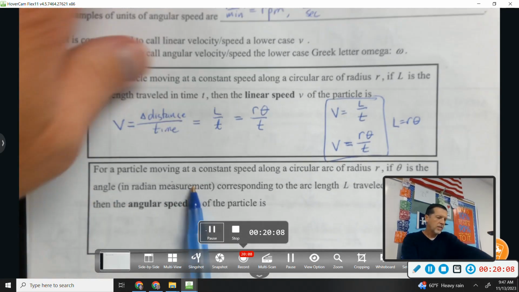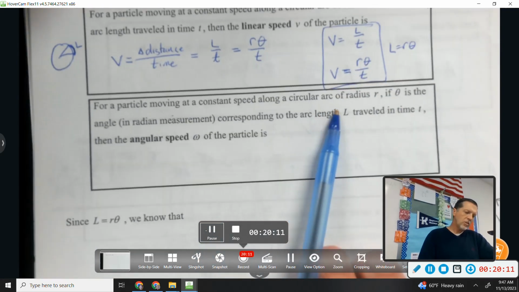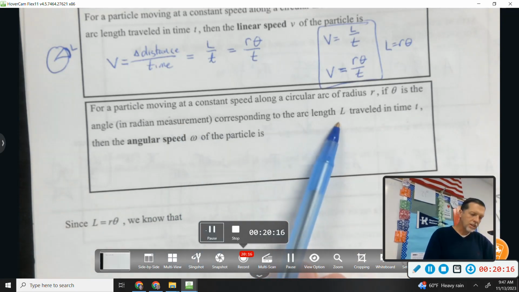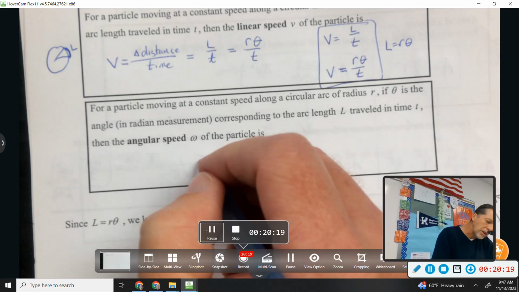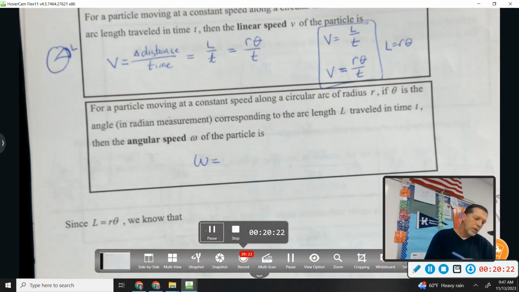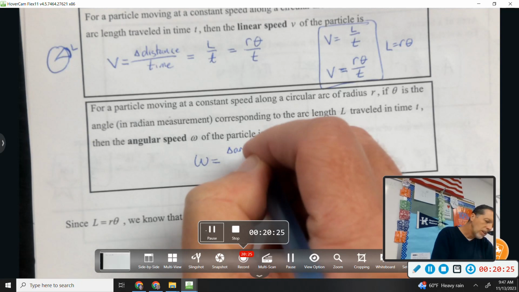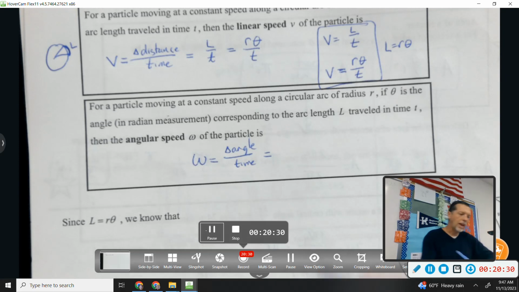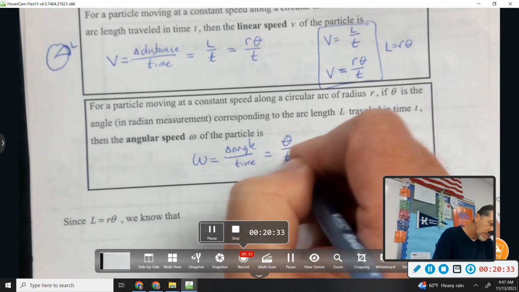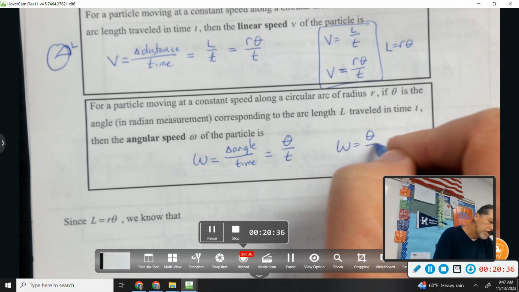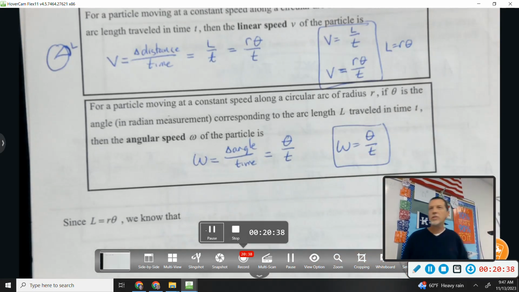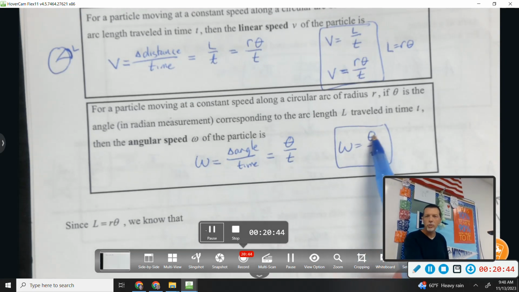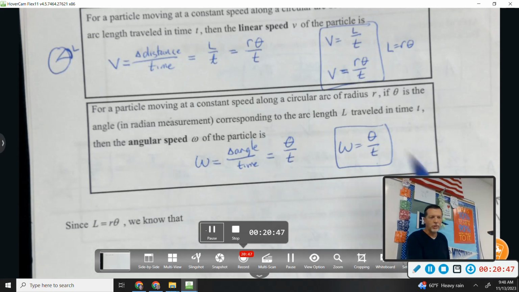Next box. For a particle moving at a constant speed along a circular arc of radius r, if theta is the angle in radians corresponding to the arc length L, the angular speed, this is a lot of words, but we already said angular speed is change in angle over time. Well, the angle is the theta, so theta over time. That hardly deserves its own box. It's like, yes, the angular speed is radians per second, or revolutions per minute, or even degrees per second.